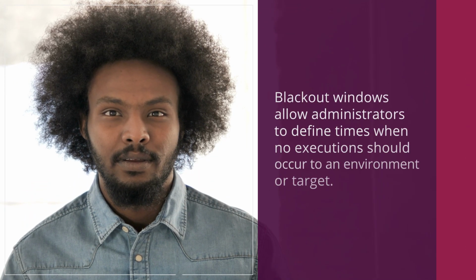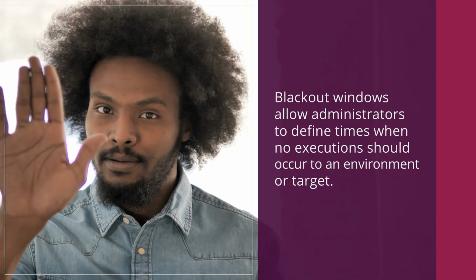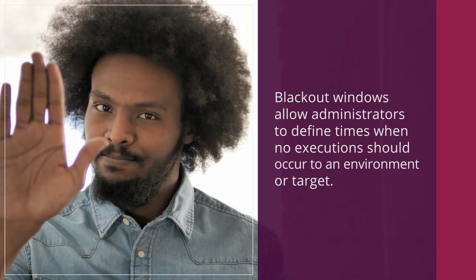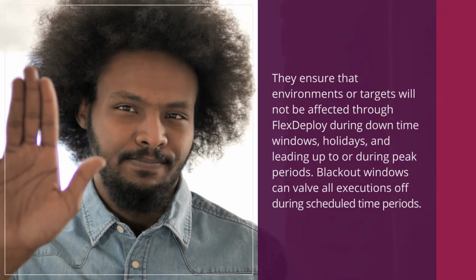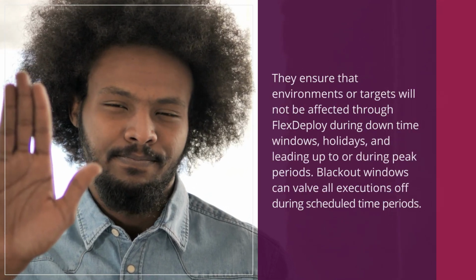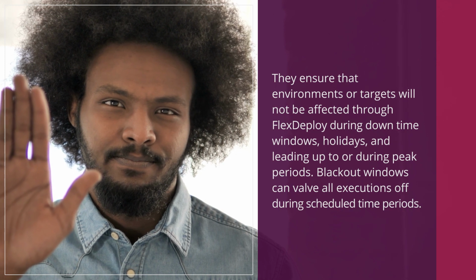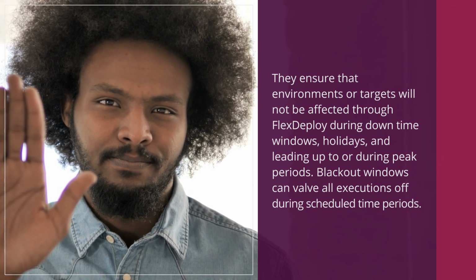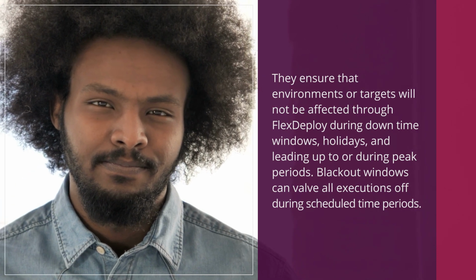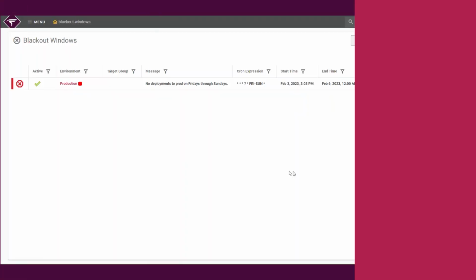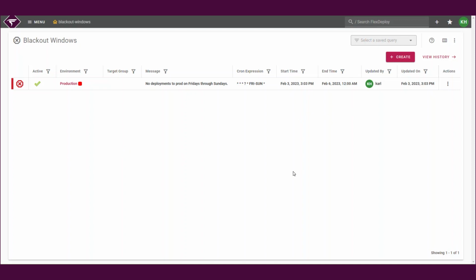Blackout windows allow administrators to define times when no execution should occur to an environment or target. They ensure that environments or targets will not be affected through FlexDeploy during downtime windows, holidays, and leading up to or during peak periods. Blackout windows can valve all executions off during scheduled time periods. Let's look at how blackout windows work and set up and test some real-life examples.